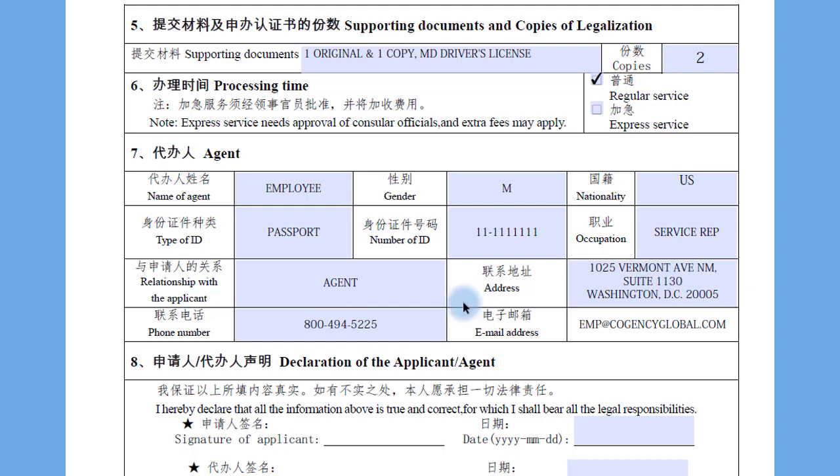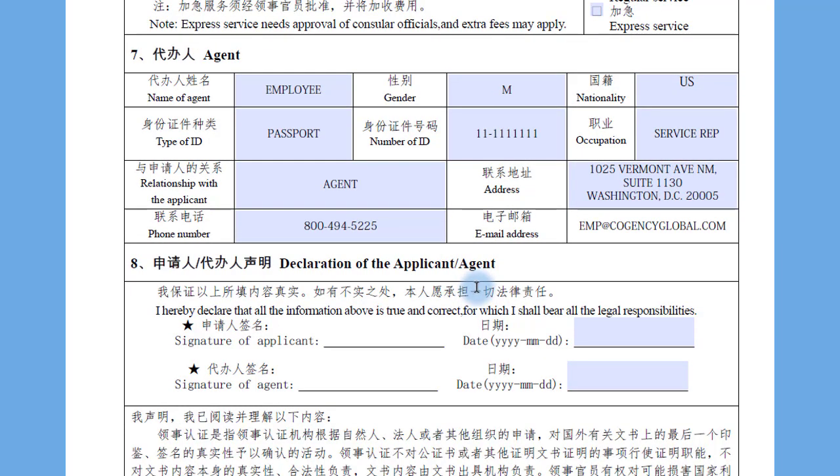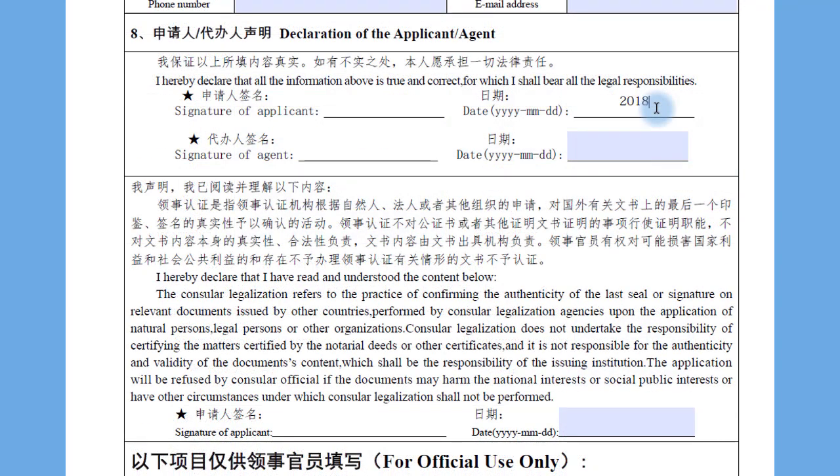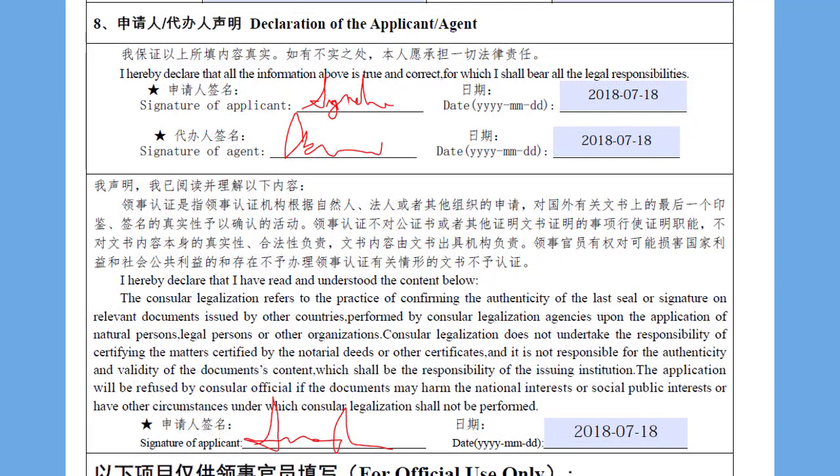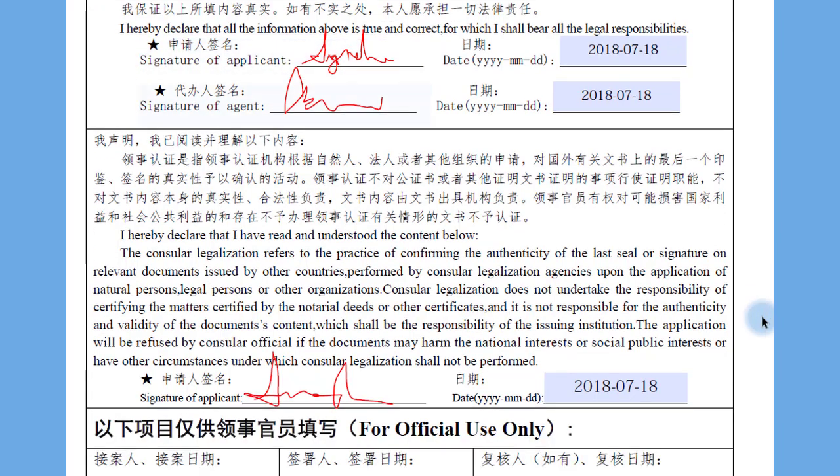And before we get to the signature, though, I do want to point out the date. It is important that you use their formatting for the date. You'll notice it's year first, then month, then day. So with the signature, the applicant is going to sign 2 things. They're going to sign in the top of number 8, where they are declaring that the information that they presented in the form is true and correct, and that they bear legal responsibility for that.